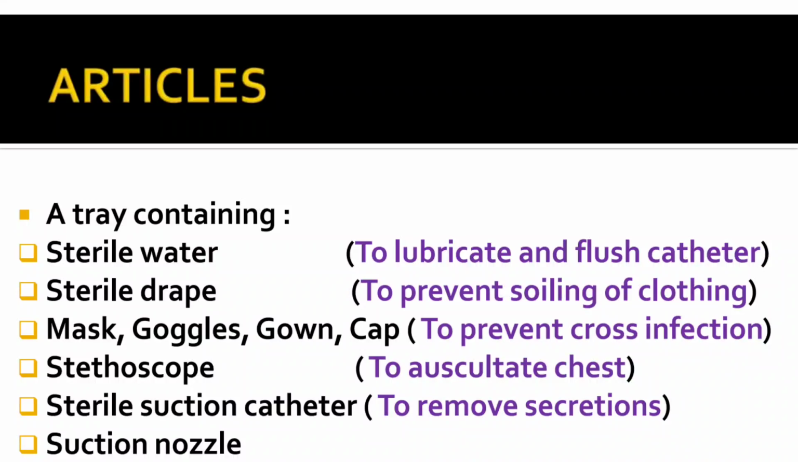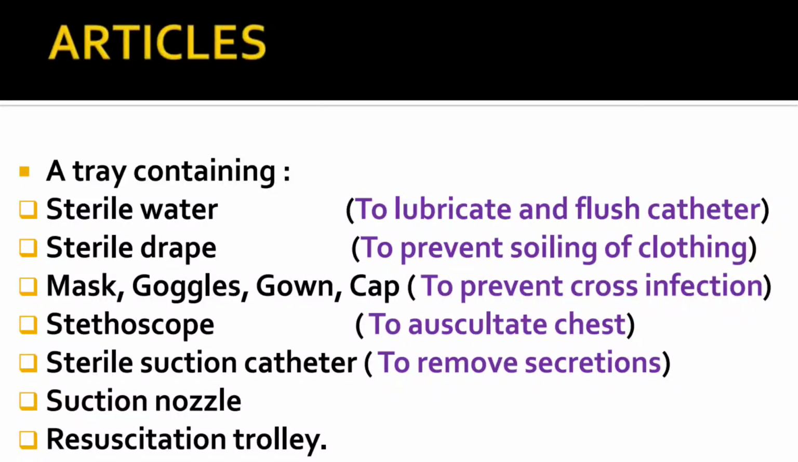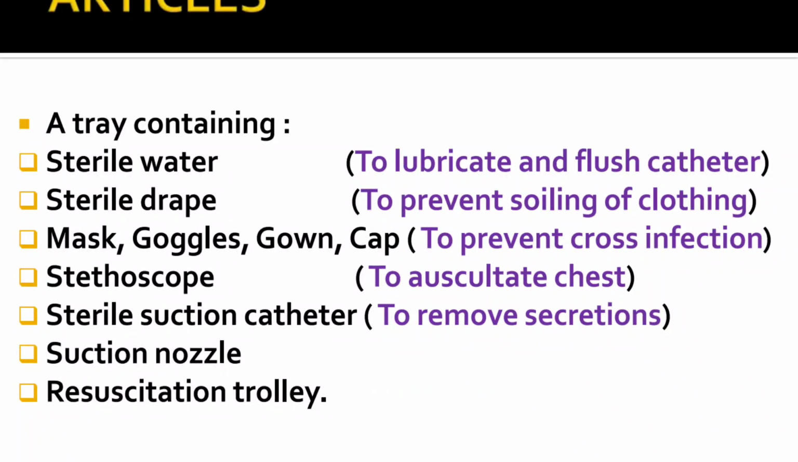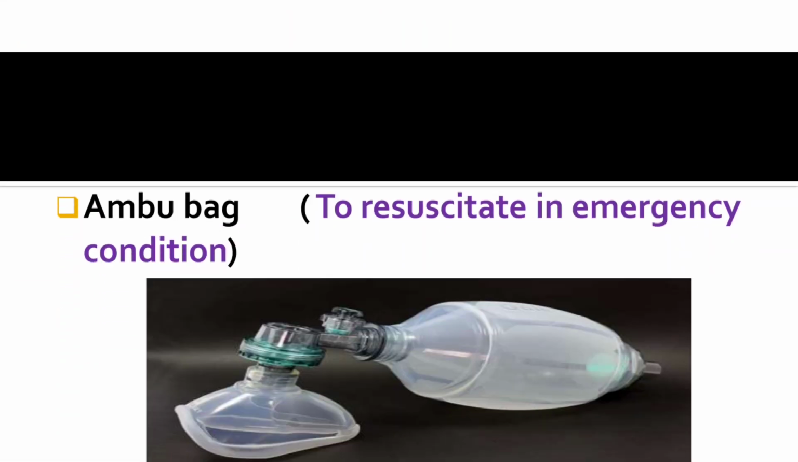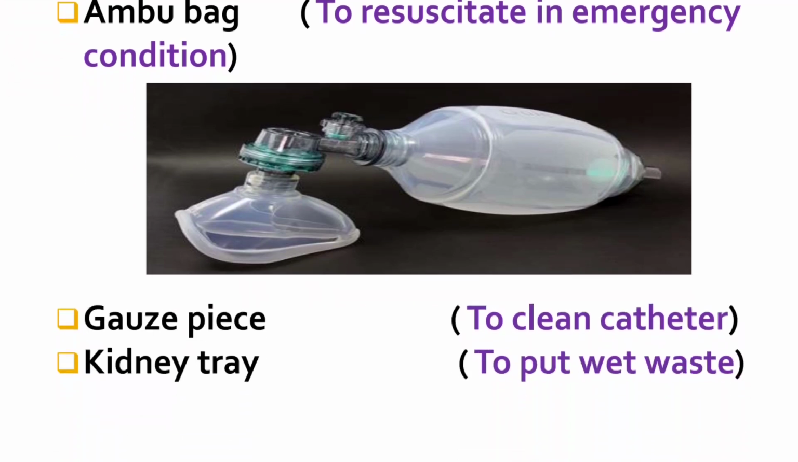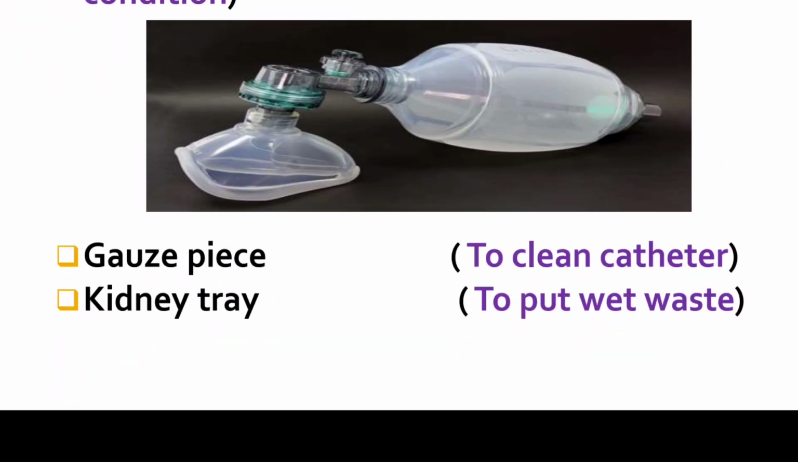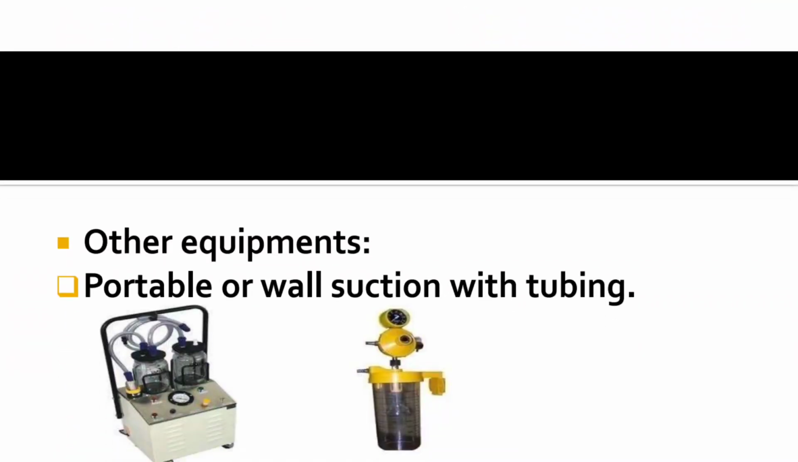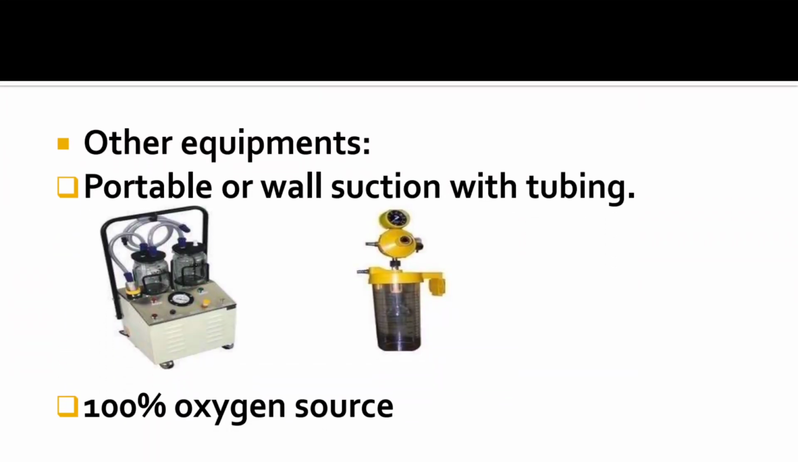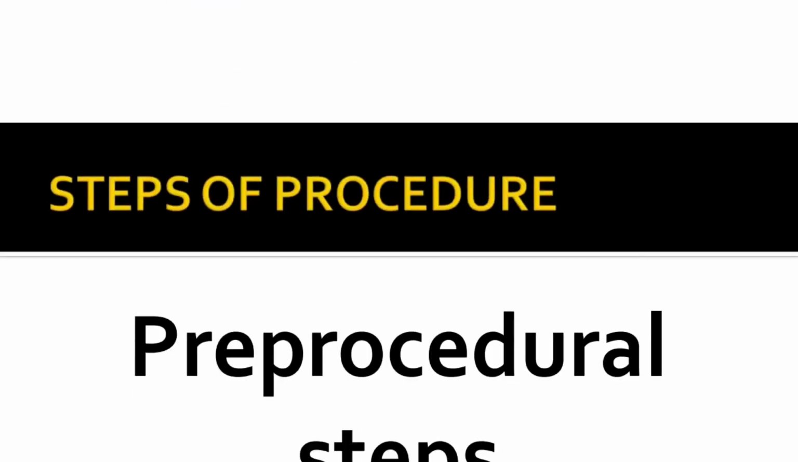Articles. A tray containing sterile water to lubricate and flush the catheter. Sterile drape to prevent soiling of clothing. Mask, goggles, gown, cap to prevent cross infection. Stethoscope to auscultate the chest. Sterile suction catheter to remove secretions. Suction nozzle. Resuscitation trolley. Ambu bag to resuscitate in emergency condition. Gauze piece to clean the catheter. Kidney tray to put wet waste. Other equipment: portable or wall suction with tubing, 100% oxygen source.